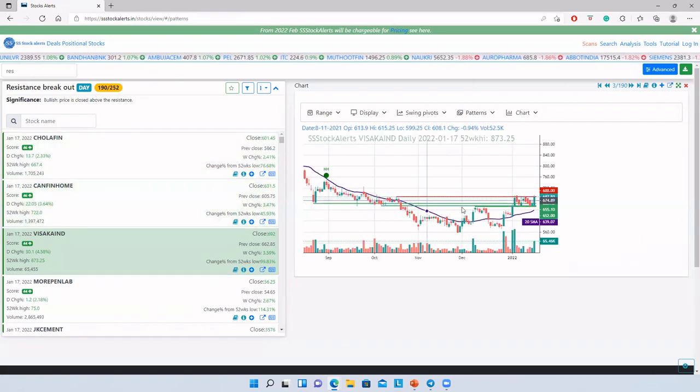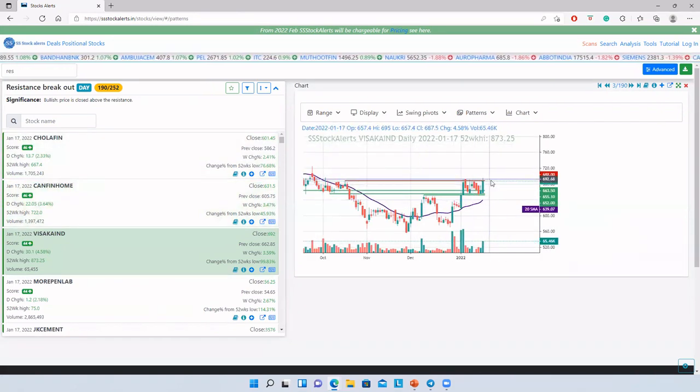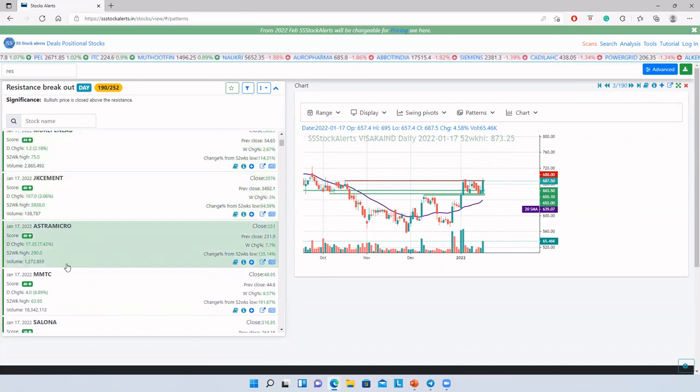This is almost trying to give a breakout. Try to look for 695. Above 695 you can go for a buy opportunity. So you can find such stocks using the score system.